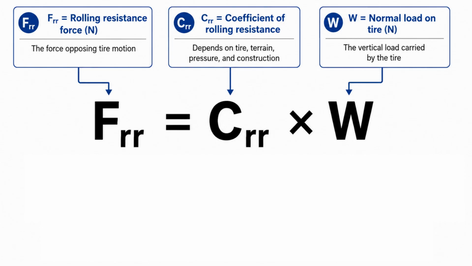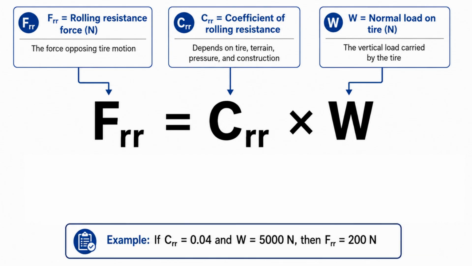Similarly, a higher rolling resistance coefficient produces a greater opposing force. For example, when the coefficient is 0.04 and the normal load is 5,000 newtons, the rolling resistance force is 200 newtons. This coefficient is generally low on pavement and becomes higher on gravel, sand, mud, and soft soil.